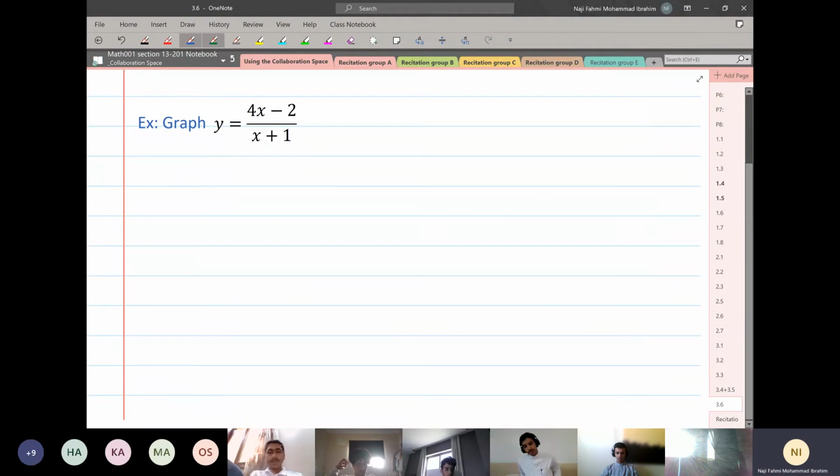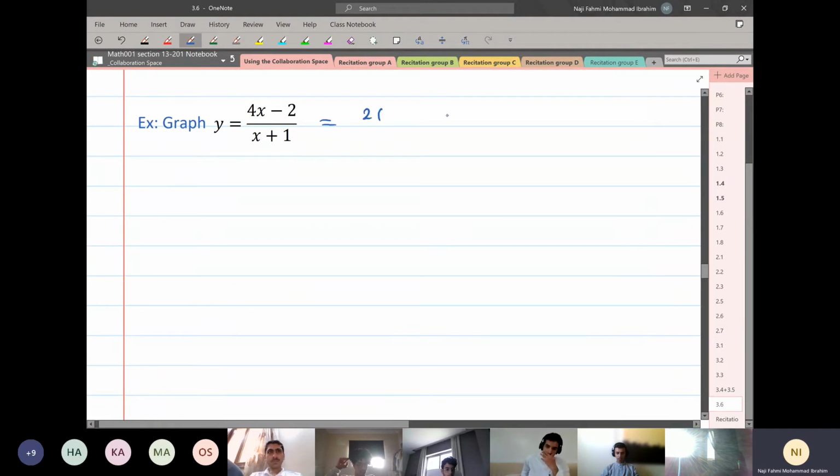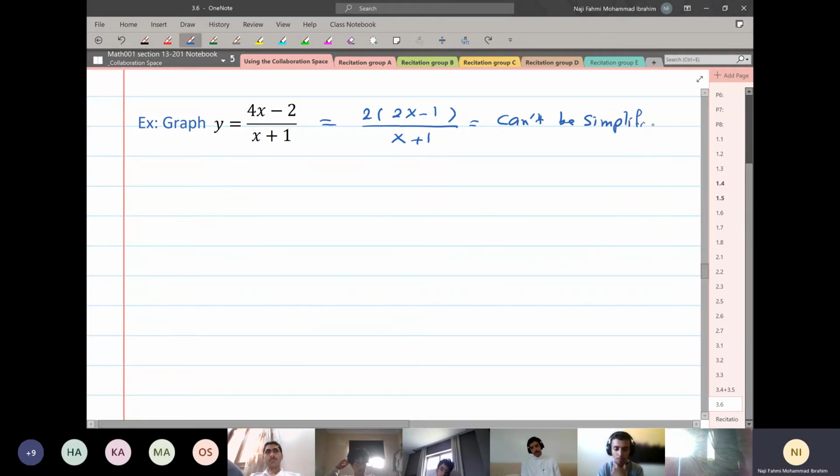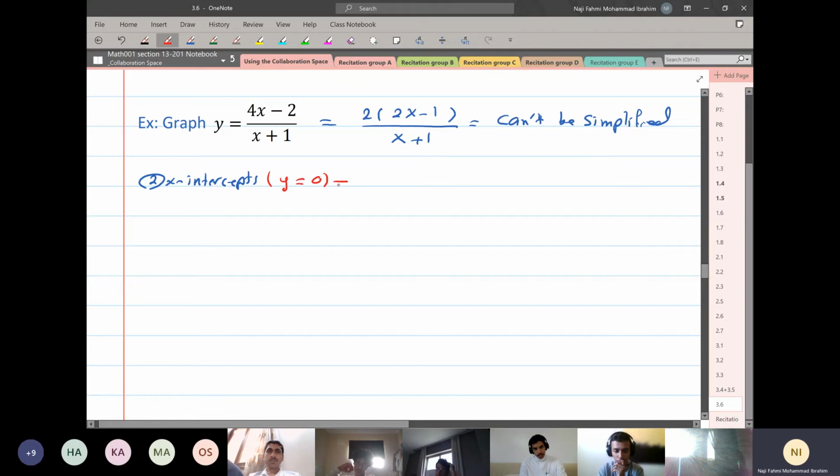The first thing we should do, as I said, is to factor. Can I factor the numerator here? Of course, the answer is yes. But if I factor now, can I simplify this one? It cannot be simplified. So factoring did not help me in anything here. So I did the first step. The second step is to find the intercepts. So I have to find the x-intercept first. For the x-intercept, if you remember, we have to replace y by 0.